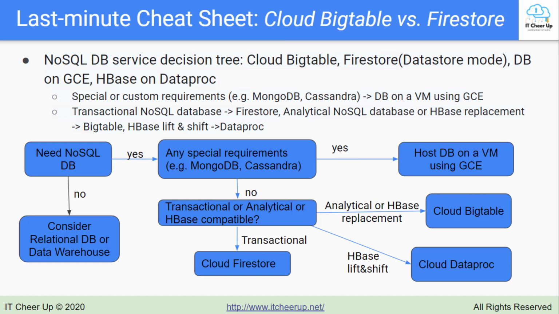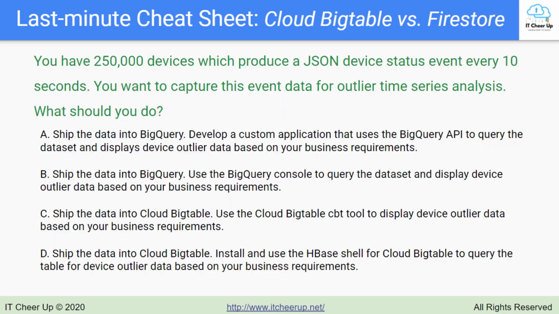Now let's use the last-minute cheat sheets on Cloud Bigtable and Firestore to take a look at 3 sample Google PDE questions. Please read the question first, pause the video and try to answer it yourself. Ready? I highlight the keywords of this question. If you just need analytical service to support 250,000 devices in every 10 seconds, then both BigQuery and Bigtable can do the job. But for all time series analysis, the answer is Bigtable.